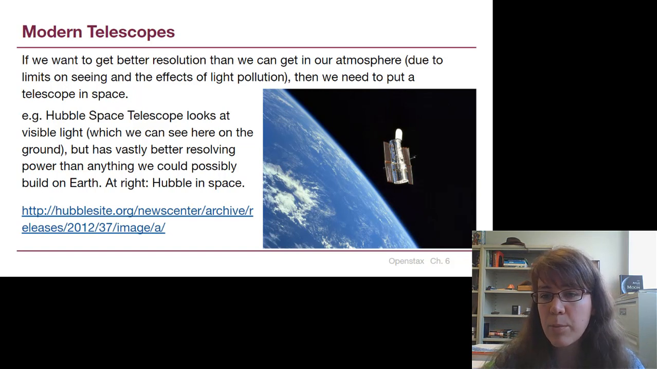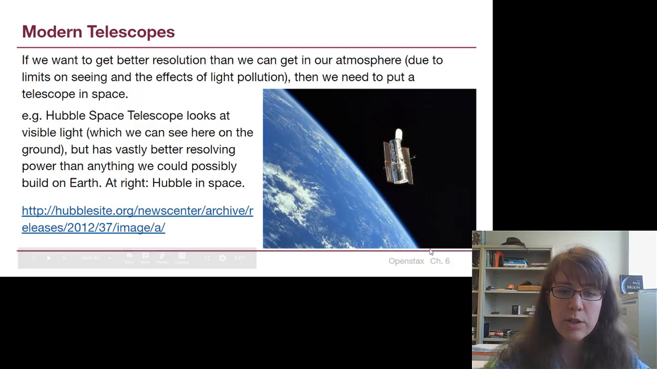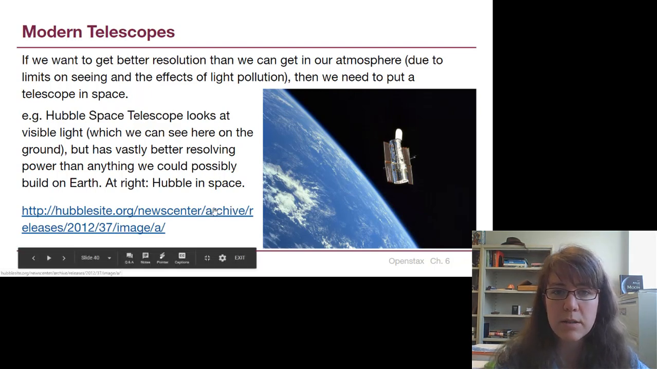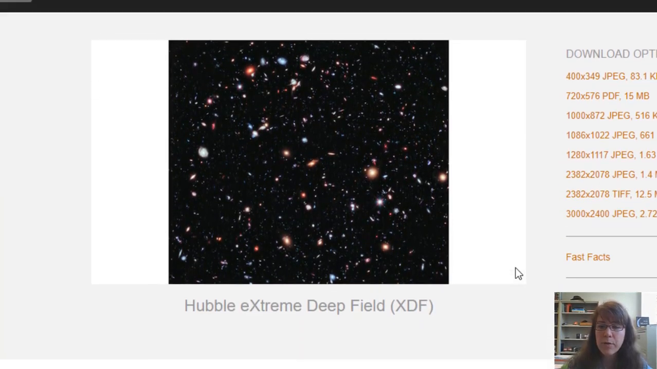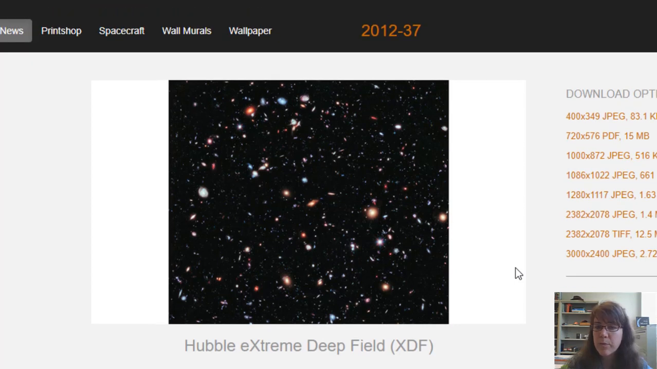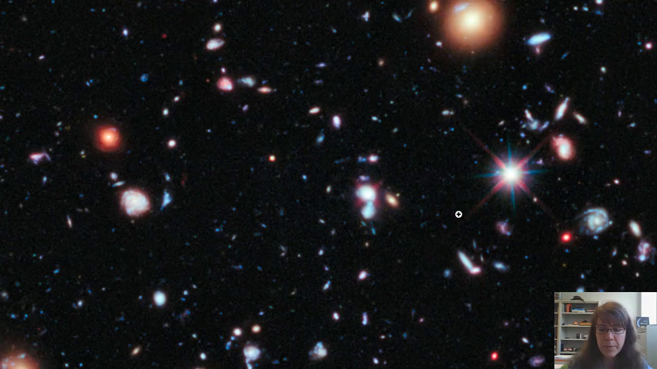So this is an image of Hubble in space. And there's lots and lots of different images of it, but one that I'm actually going to bring up in our slides is this image here, and it's called the extreme deep field. There was the deep field, the ultra deep field. This is the extreme deep field. And I'm going to pull up the largest picture of it.